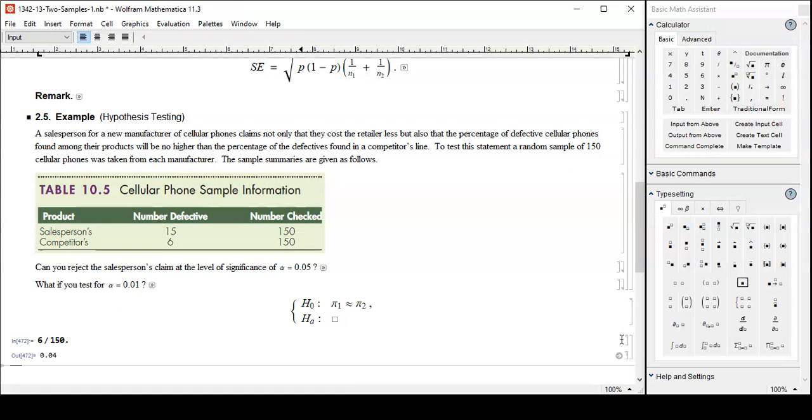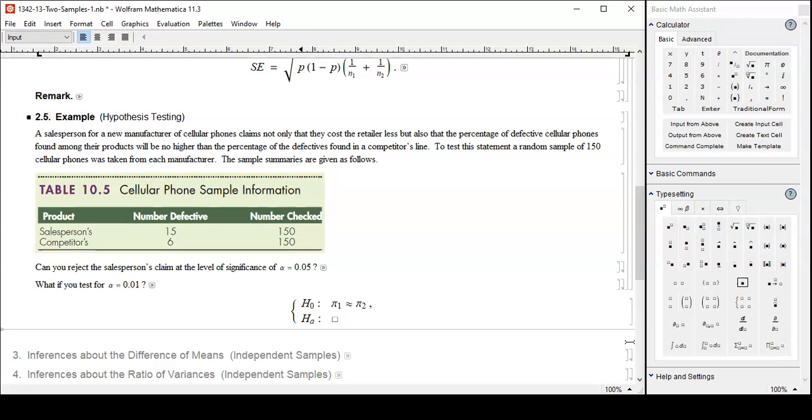Oh, 0.04, so 4%. So 10% versus 4%. Looks like a lot, but sample sizes are relatively small, so it's going to be coming from the randomness. And in reality, the difference must be the same, at least that is what the salesperson is trying to push you. The alternative hypothesis, of course, is the salesperson's defective rate is higher, as you can see from this sample study, more or less.